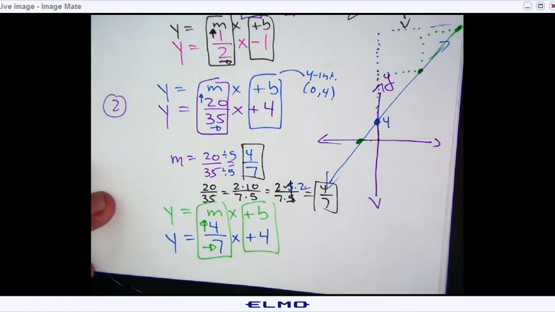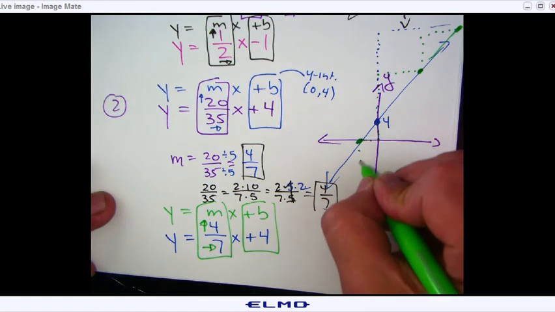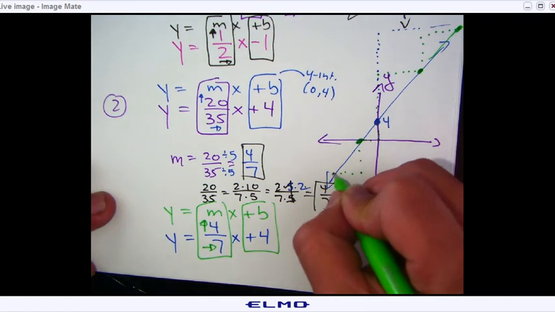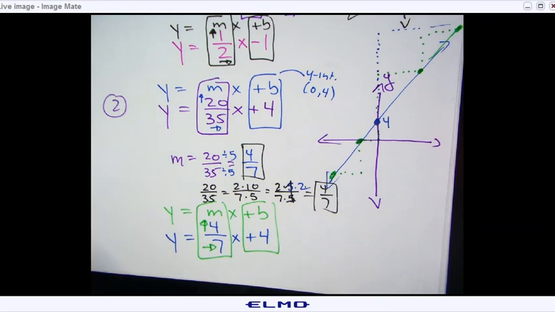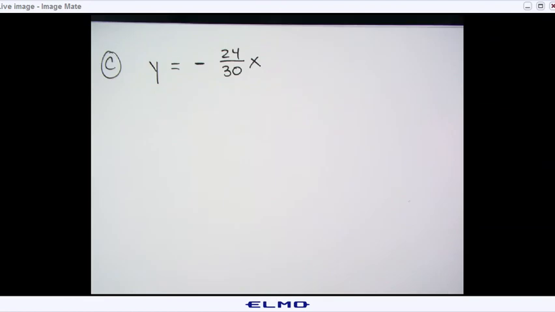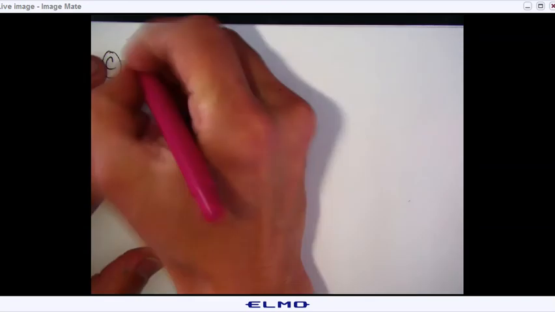1, 2, 3, 4. 1, 2, 3, 4, 5, 6, 7. All right, so you kind of get it. So it's going up. So again, it's equivalent equations. All right. Here we go. So what do we do first? y equals mx plus b.